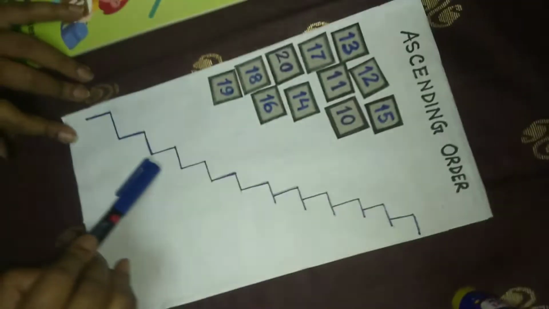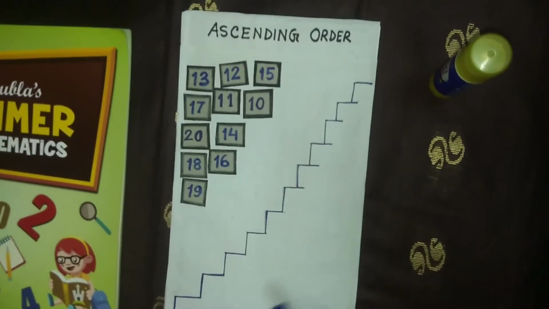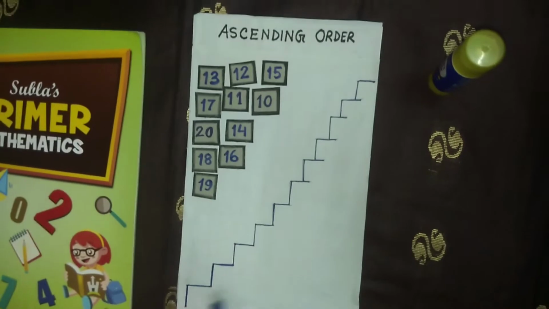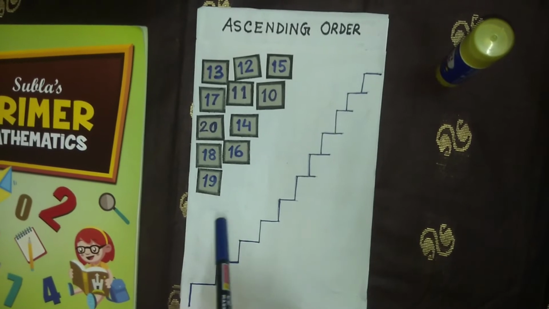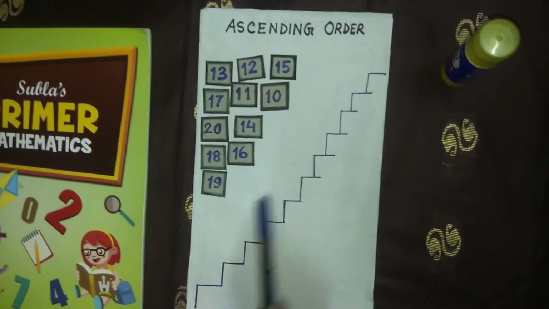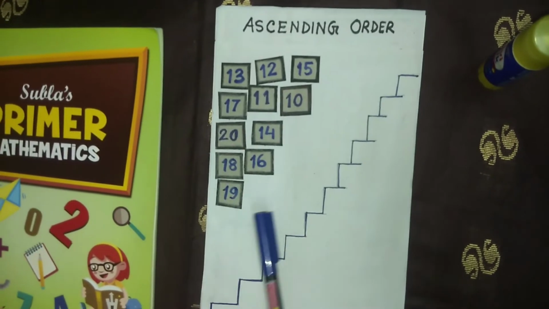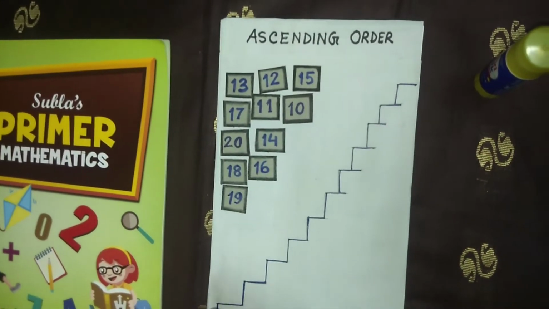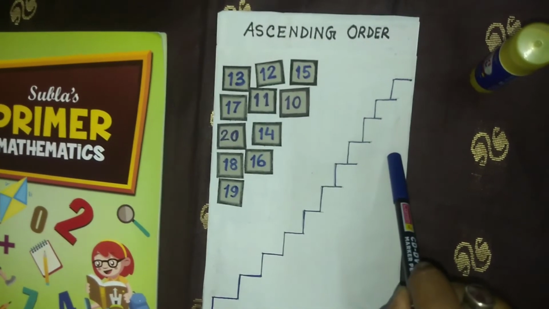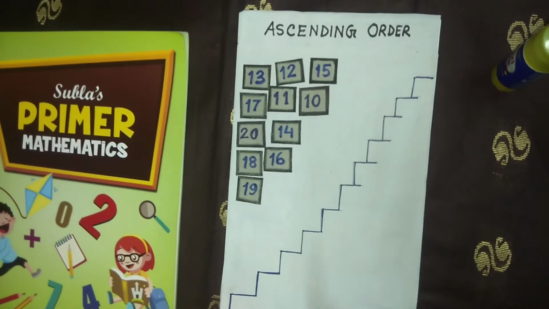So let's start today's activity. I am drawing a staircase. You know about the staircase? Staircase, in Bengali, we call shiri. So I'm drawing here a staircase, and I'm arranging here some numbers randomly. What I will do is arrange these numbers in ascending way. So let's start.